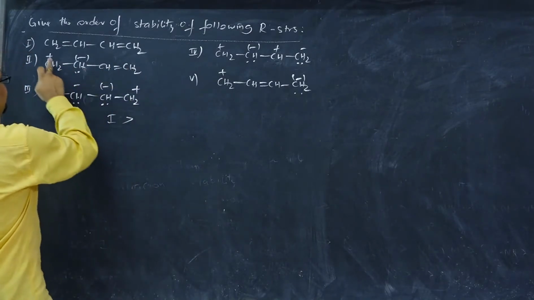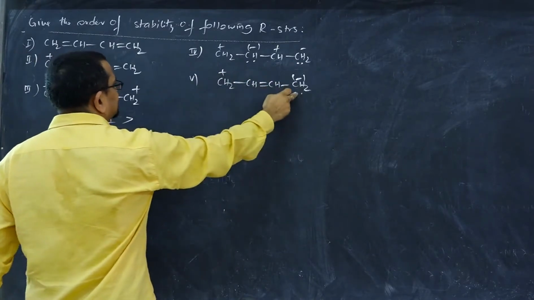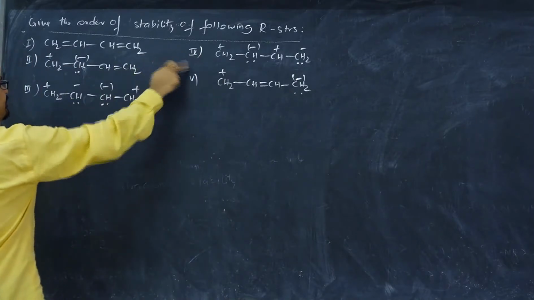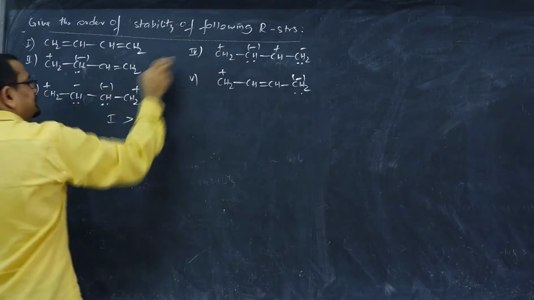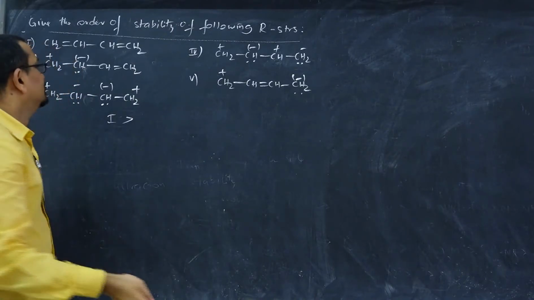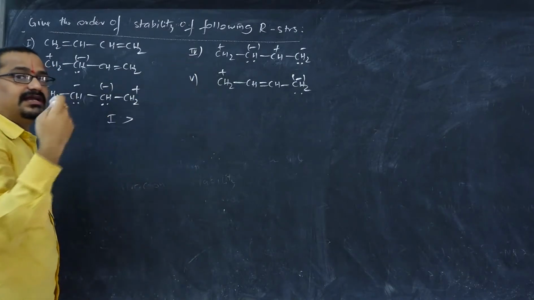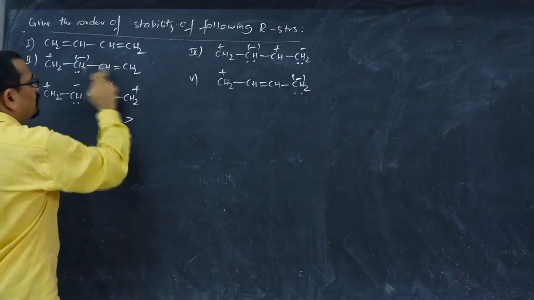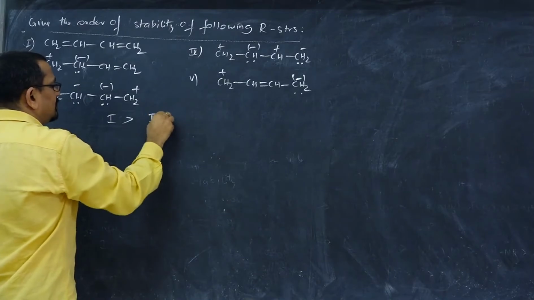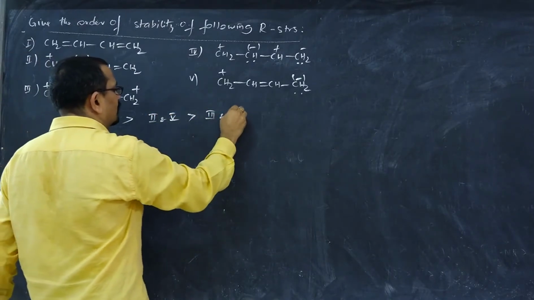Next, this charge distribution is plus and minus, and this is also plus and minus, whereas third and fourth are equal charge distribution. So less the charge distribution, more is the stability. So among 2, 5 and 3, 4, we can say 2 and 5 are relatively more stable than 3 and 4.